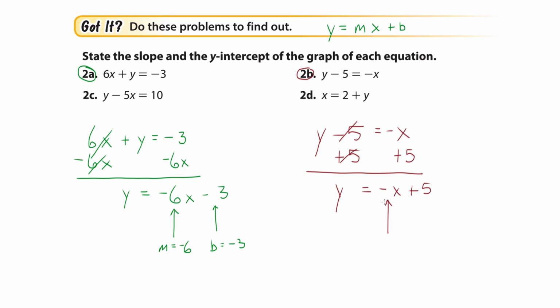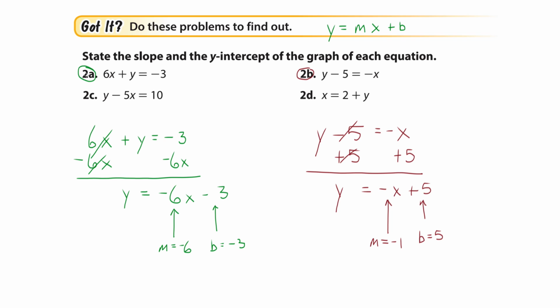The number in front of this x, remember, if there isn't a coefficient shown, there's actually a number there. It's a 1 and there's a negative there, so this is actually a -1. So the slope is -1 because that's the number in front of the x, the coefficient of x. And then the constant that is added out here, this is my y-intercept. It's where the graph would hit the y-axis if I were to graph it. So the y-intercept is 5.